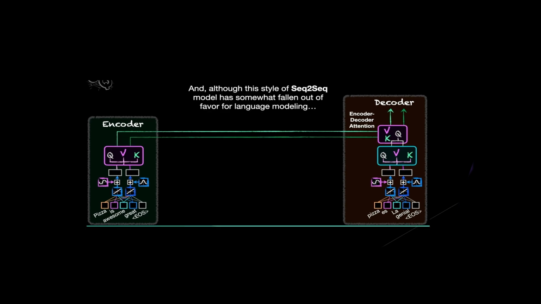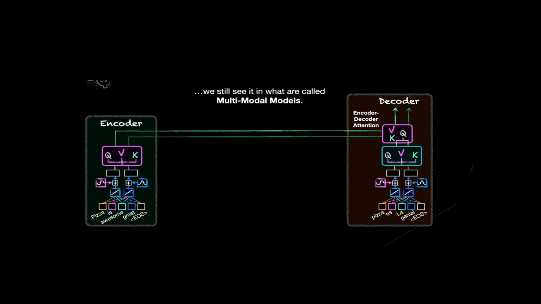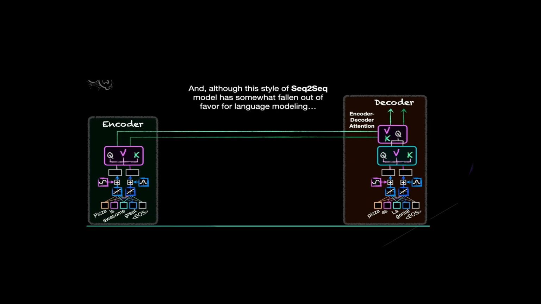I will discuss multimodal transformers in the next lecture. So, to summarize, there are three main types of transformers: Encoder-Only, Decoder-Only, and models that combine both encoder and decoder. Each type has its strengths depending on the task.